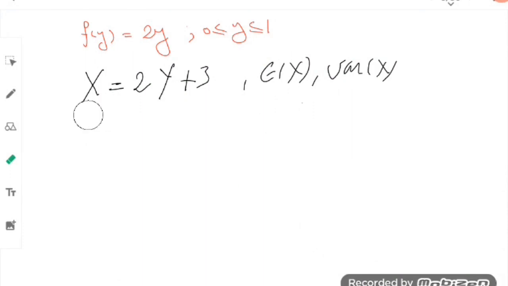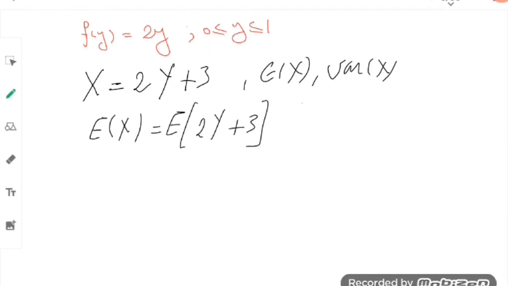We have here the expected value of x. We'll substitute the expected value of x with its relation to y. So this will give us the expected value of 2y plus 3. Here we have ay plus b, a equal to 2 and b equal to 3. This will give us 2 times the expected value of y plus the expected value of 3, which is a constant, equal to 3.